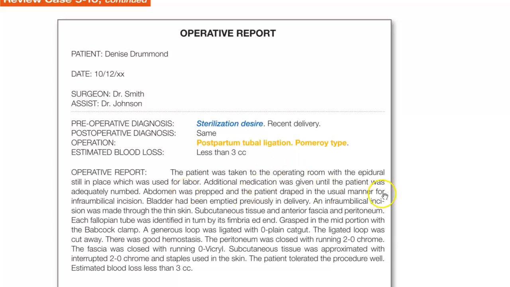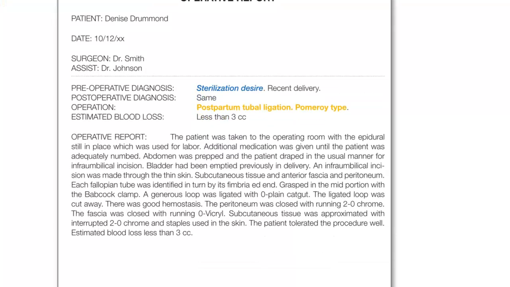And then the approach is open because it says right here, an infraumbilical incision was made through the skin, subcutaneous tissue, anterior fascia, and peritoneum. So they actually made an incision to access the fallopian tubes. Then each fallopian tube was grasped, it was blocked, and then it was ligated with that suture to do the ligation. So when we get to the procedure, we need to remember those tips from the op report. Let's go look at the rest.